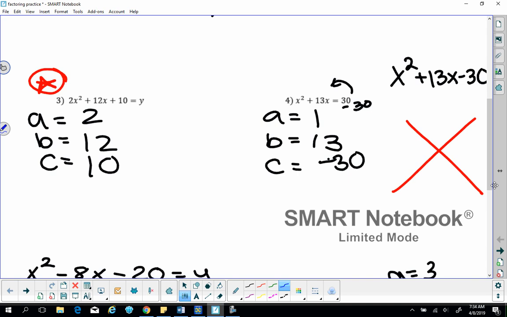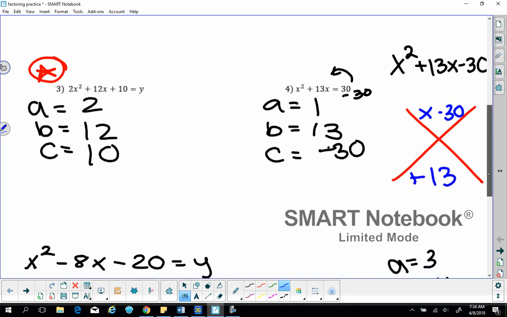Damon, what would be at the top here? What am I multiplying to? Yeah, what's 1 times negative 30? Negative 30. So multiplying to negative 30. What's my b? Beautiful.